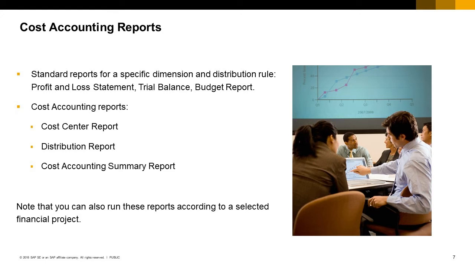Cost Center report to display an overview of the posted costs and revenues. Distribution report to get a picture of overhead expenses posted by specific transactions and the distributed amounts in each cost center. Cost Accounting Summary report, which includes journal vouchers and use hierarchies for desired report structure. Note that you can also run these reports according to a selected financial project.